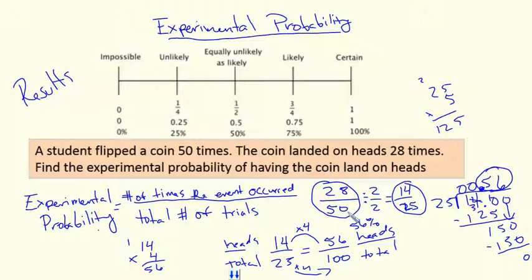So there you go. Experimental probability. The main thing that you need to remember is that we're going to use the results of an experiment to get our probability.